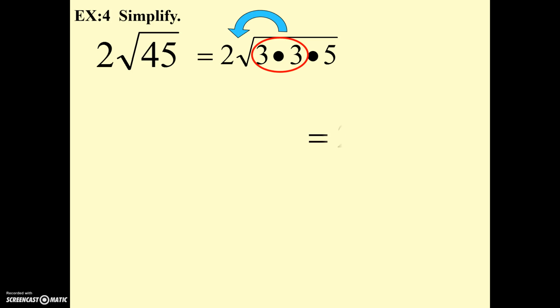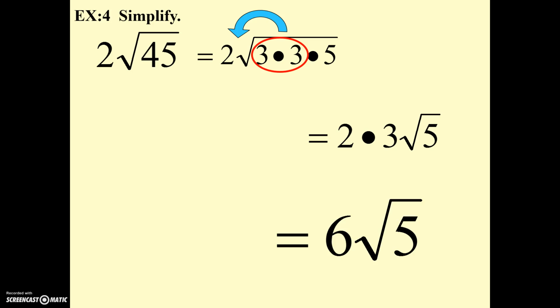All right. So if I have 2 radical 45, go ahead and pause the video and try this one and see if you can get it right. Okay. When I do 45, I did 5 times 9, and then 9 broke down into 3 times 3. So I have 3 times 3 times 5, and I have a pair of 3s. So I brought it out with the 2. 2 times 3, radical 5. When I multiply 2 and 3 together, I get 6 radical 5.